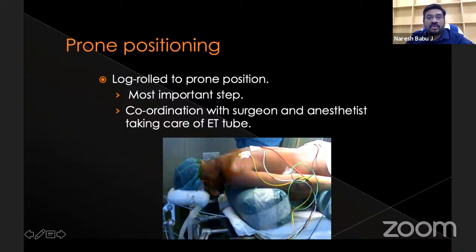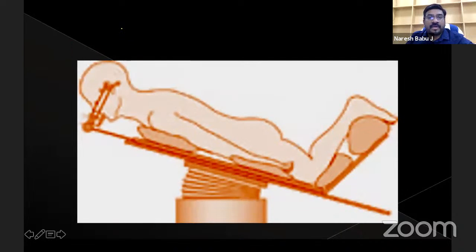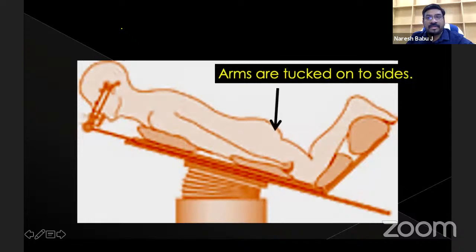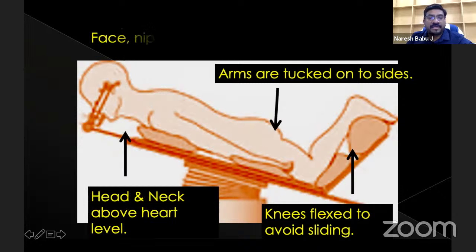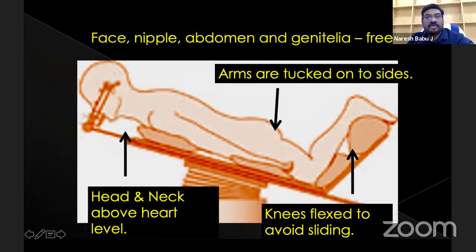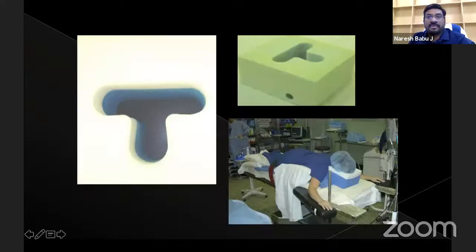So we all know how to position the patient, and we should be very careful in maintaining and reducing the venous blood flow by elevating the head, arms tucked in, knees flexed, avoiding sliding, head and neck above the heart level, and taking care of the face, nipple, abdomen, and the genitalia.